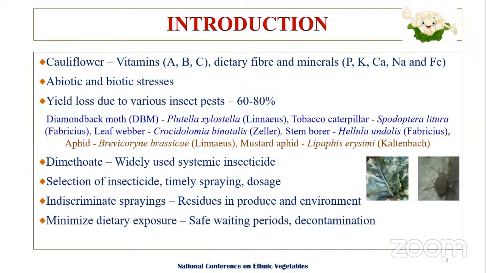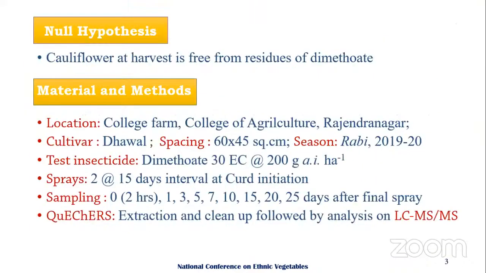And also, in case there are any residues in the harvested produce, there is every need for taking up various decontamination methods. So with this objective, we have taken up this study, and the null hypothesis is that the cauliflower is free from residues of dimethoate at harvest. So this trial was taken up at the Farm, College of Agriculture, Rajendra Nagar. The cultivar Davar was transplanted 1 month after sowing during Rabi 2019-20.